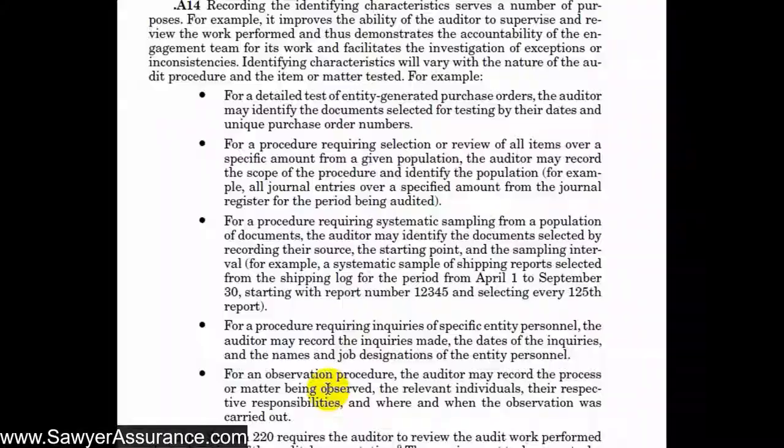So this little section was helpful in that they included a lot of examples for each of the major natures of audit procedures. So detailed testing, a scope test, and then maybe a sampling test, as well as inquiries and observations. So this gives us a good idea of what all we need to document in each of those cases.